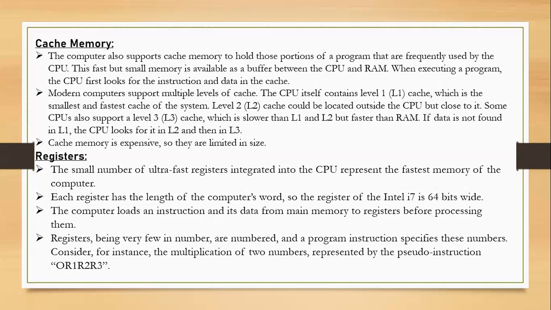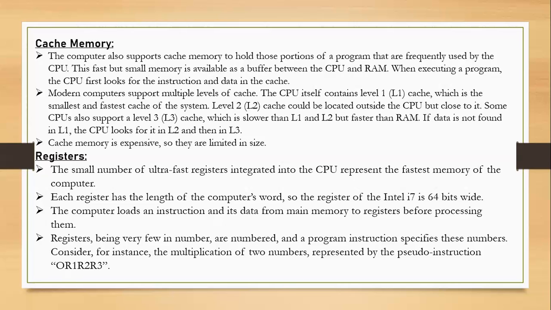So the length of each register is equal to one word. It can be 16 bits, 32 bits, or 64 bits, depending on the machine. The register of the Intel i7 is 64 bits wide because it's a 64-bit machine. The computer loads an instruction and its data from main memory to registers before processing them. The number of registers available is very small, so the processor cannot depend only on registers. They are numbered, and the program instruction specifies these numbers.